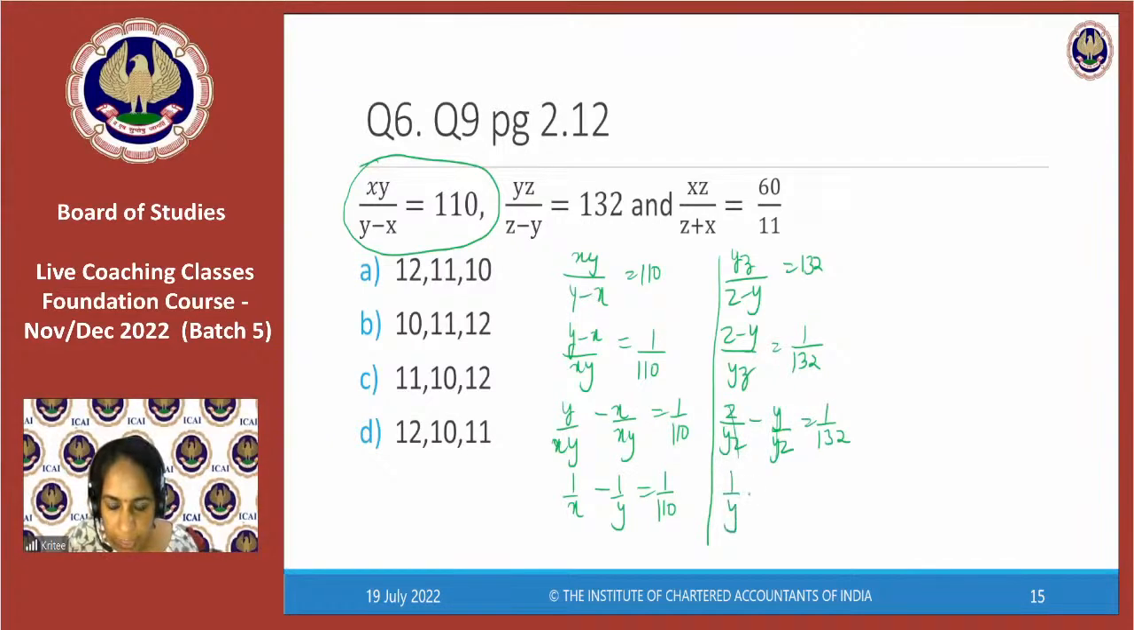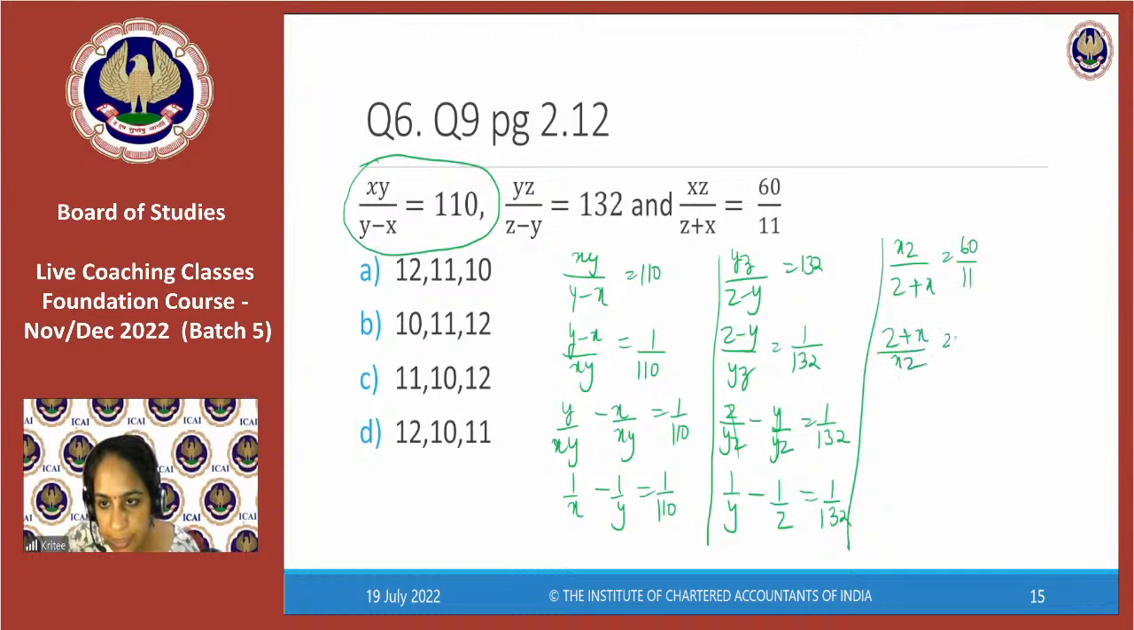So 1 by y minus 1 by z is equal to 1 by 132. Third, xz upon z plus x is equal to 60 by 11. So z plus x upon xz is equal to 60 by 11. So z upon xz plus x upon xz is equal to 60 by 11. Cancel out. So 1 by x plus 1 by z is equal to 60 by 11. Yes, option B is correct.